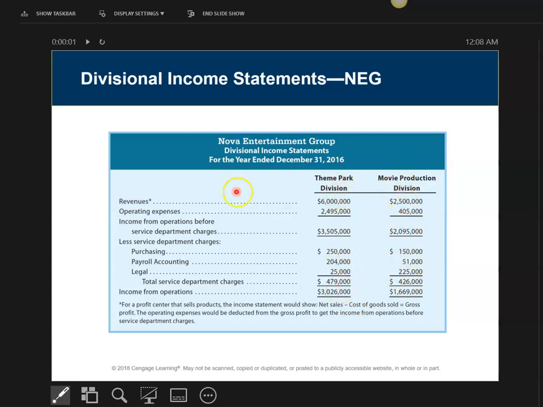Now I'm able to do my revenues minus my operating expenses, which is like my cost of goods sold or cost of manufacture sold. That equals my income from operations before service department charges. Then I subtract the service department charges to get my income from operations. This concludes our profit center accounting concept.